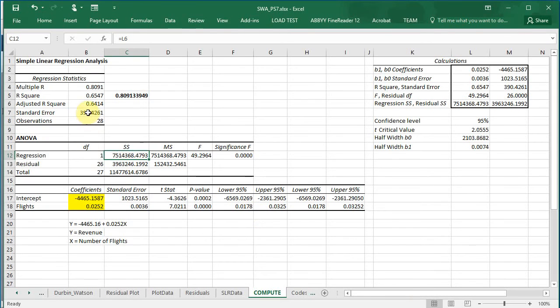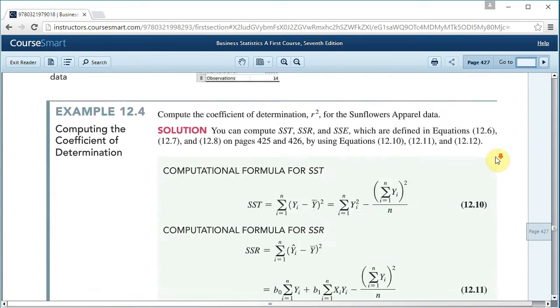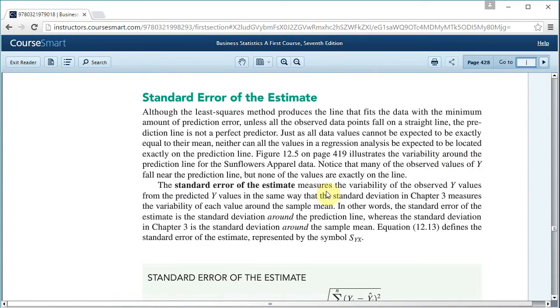Okay, D, what is the standard error? Standard error is this number, and if we look on page 428, which is the next page here, the standard error of the estimate measures the variability of the observed Y values from the predicted Y values. In the same way, the standard deviation measures the variability around a mean. So the standard error is the standard deviation around the prediction line, just like the standard deviation that we learned back in chapter 3 is the standard deviation around the sample mean. So you can think of the standard error as the same as the standard deviation.